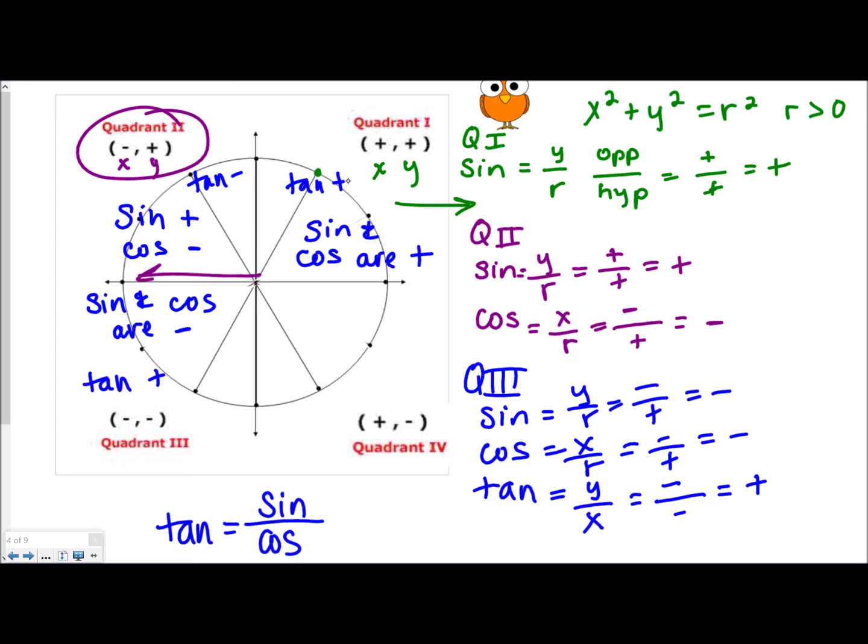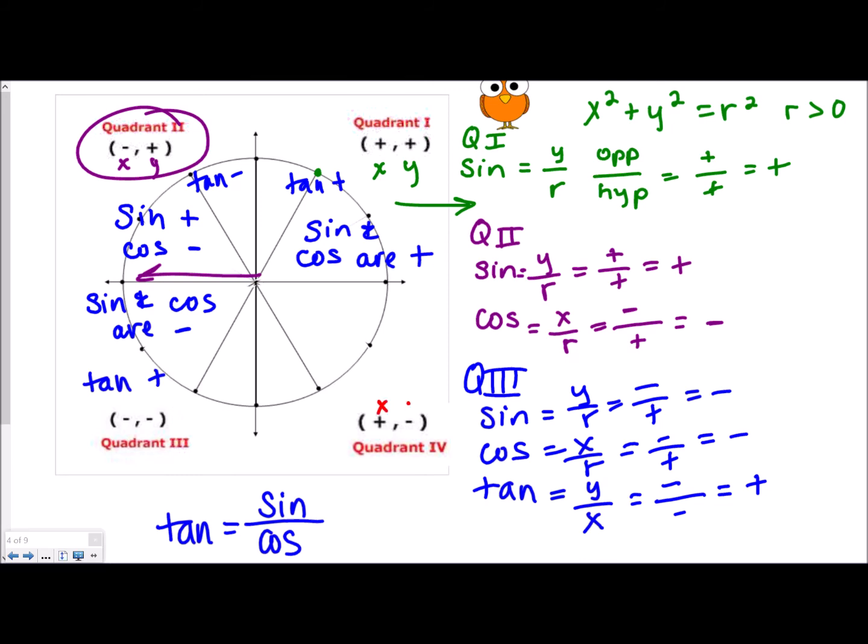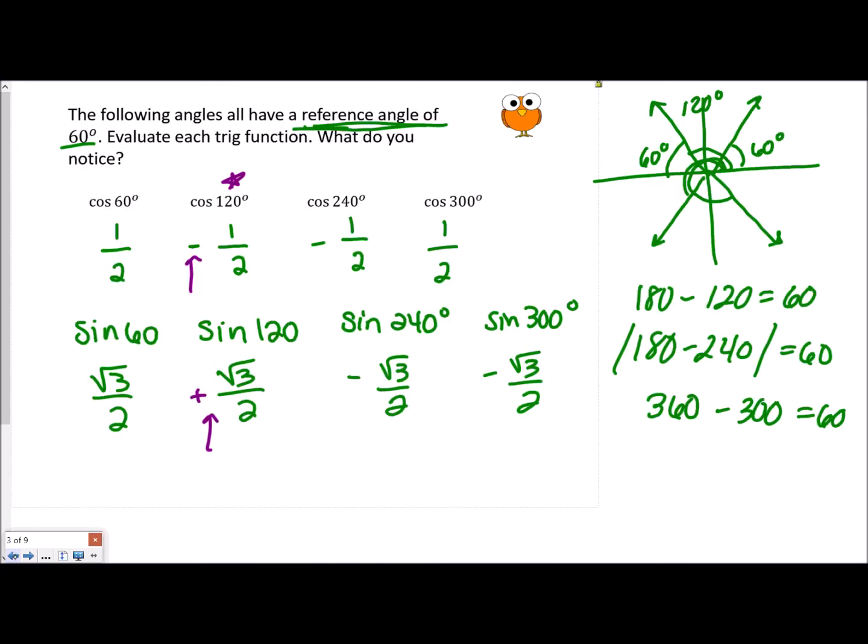Okay, let's look at quadrant 4. This time the x is positive and the y is negative. So I bet you can guess what's going to happen here. The sine is going to be negative, cosine's going to be positive, and because they're different, tangent's going to end up being negative. So all of this right here, quadrants tell you what the positive or negative of each trig function is going to be. Just like in this right here.